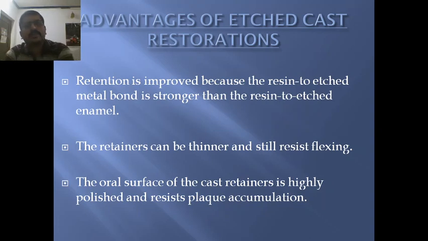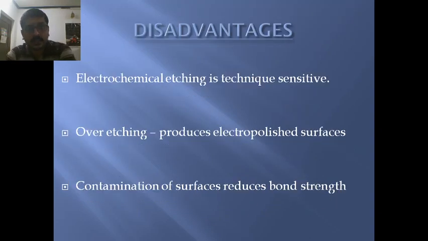So what were the advantages of etch cast restoration? The micromechanical method: here the retention is improved because the resin to etched metal bond is stronger than the resin to etched enamel. The retainers can be thinner and still resist flexing. The oral surface of the cast retainers is highly polished and it resists plaque accumulation. The disadvantages are that electrochemical etching is highly technique sensitive. Over etching can produce electropolished surfaces, and contamination of the surface can reduce the bond strength.